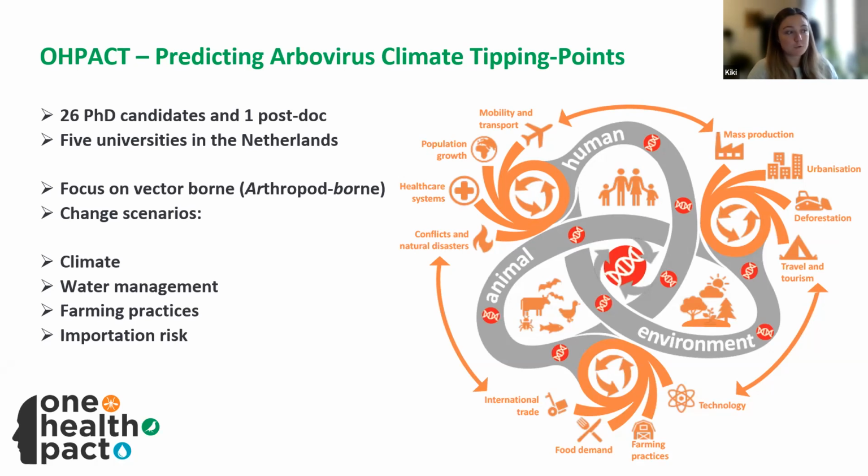On the right, you can see a figure that was made when acquiring the funding for this whole consortium, looking at all the different topics connected with this virus circulation. As Emily just explained, we have changes on the human side, such as population growth, mobility and transport, that are linked with the environment, but also with animals. My PhD is mainly focused on the animal part in this whole circle, so to say.